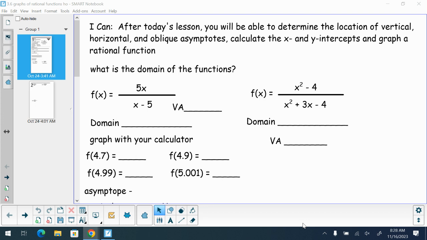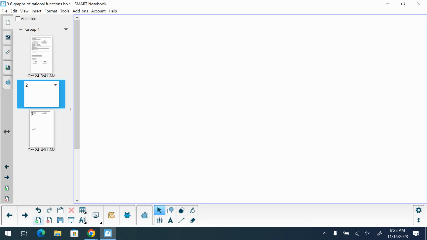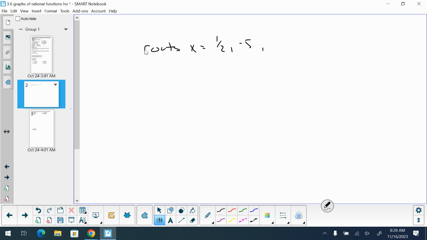Number 4. Which one, the first or second one? The first. Roots of 1/2, -5, and 2 plus or minus i. All right, take a look at number 4. We have roots: x is equal to 1/2, x is equal to -5, and then x is equal to 2 plus i and 2 minus i.